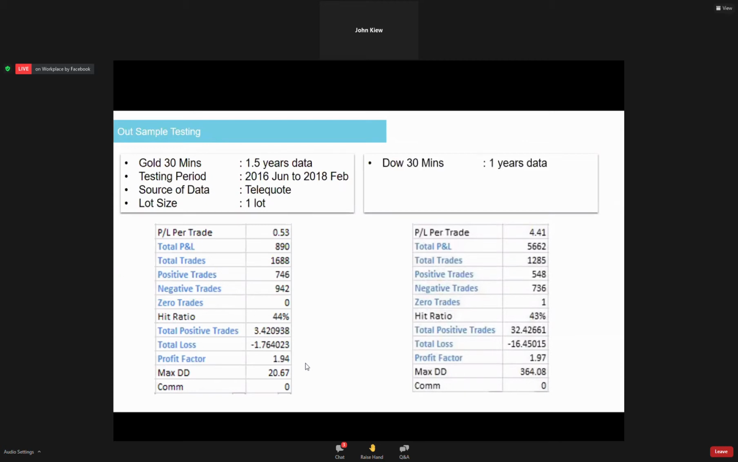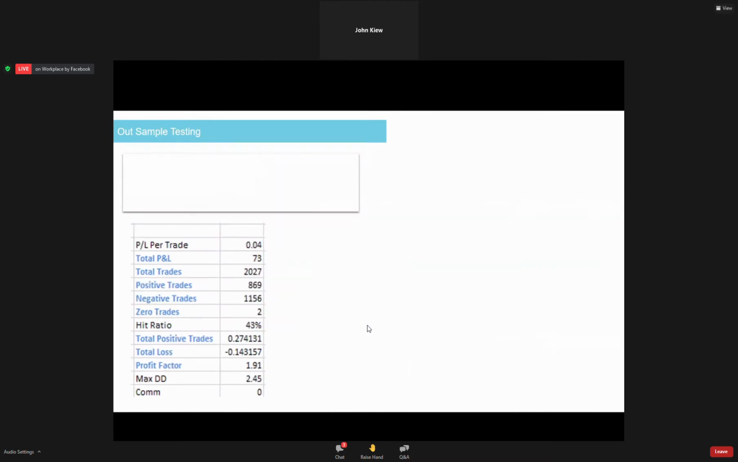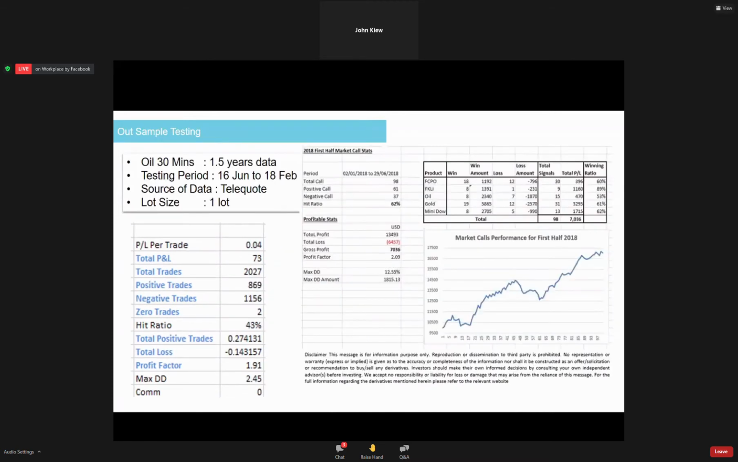Okay, so basically these are the out-of-sample testing. It was quite a few years ago. So these are all the results, linked to the time that I was doing testing. Don't worry, we'll focus on FCPO. These are the Dow Jones and Gold results, and this is the oil result. This is the kind of old thing that I was doing. I was doing market signals, but I have not been doing it for almost 2-3 years already.